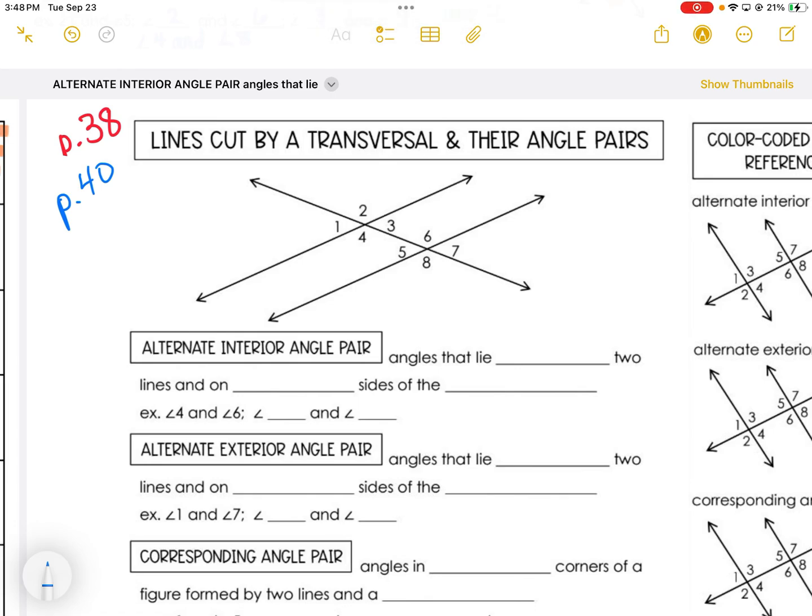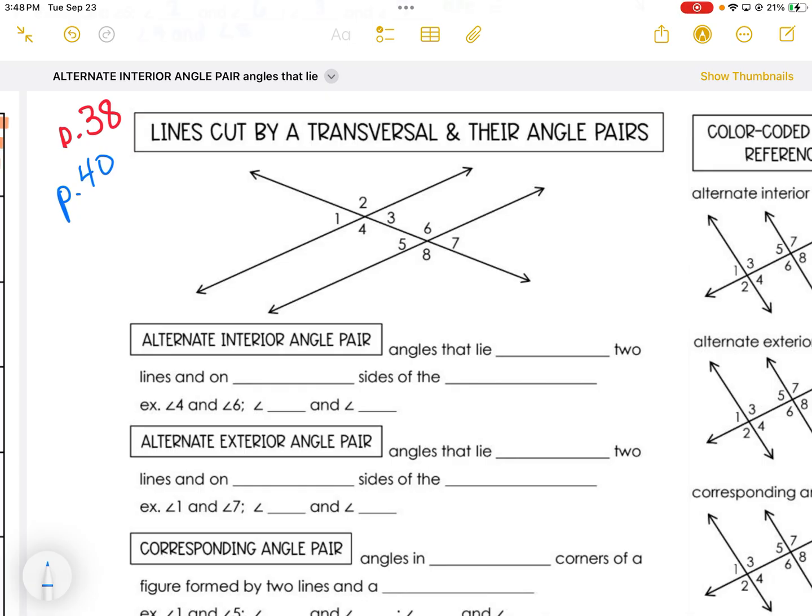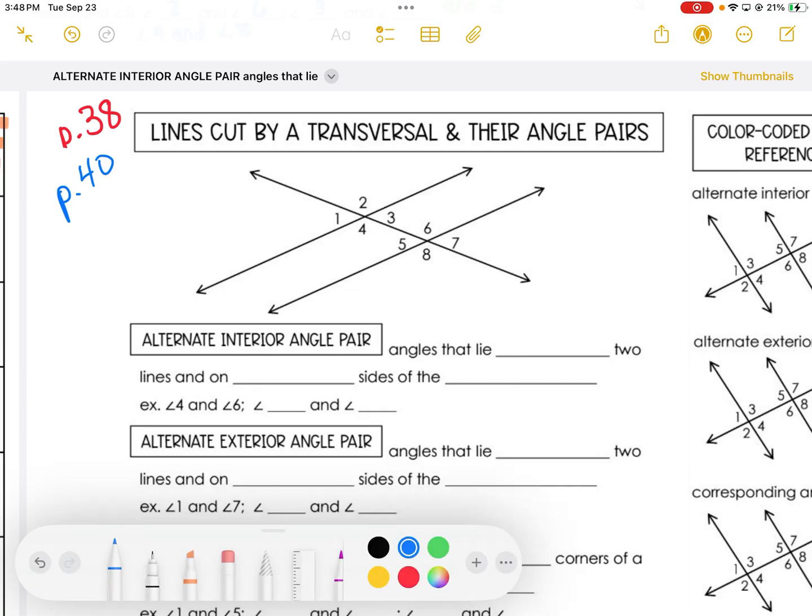We're starting notes on Unit 3, so this is for my pre-AP classes. This is page 40 in your composition book, and for regular geometry, this is page 38. This is a review from middle school where you learned about transversals. A transversal is a line that cuts through two or more other lines.